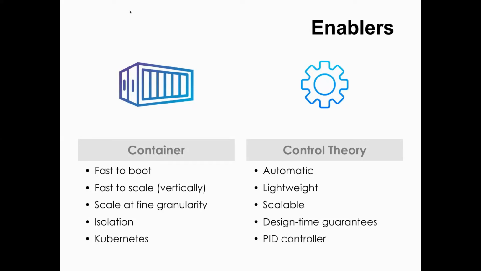The second enabler is control theory, which is, let's say, the logic that we use to carry out the resource allocation. Control theory provides automatic means for controlling a system. In our case, once again, machine learning applications in inference mode. And we use PID controllers for providing the resource allocation. We use this kind of control because it's very lightweight. Since containers are very fast to scale, we needed a very lightweight technique for the resource allocation, and PID controllers are quite fast to compute the next allocation. It can be computed in constant time. And of course, control theory provides some design-time guarantees.